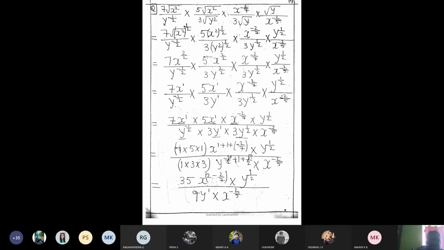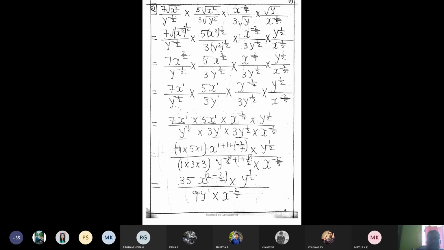And go to the last step. Here you will get x to the power of 2 minus 2 by 7. And that 2 minus 2 by 7 is because of this: x to the power of 1 plus 1 minus 2 by 7. If you move back and work it out in the backward direction, here x power 1 is there.